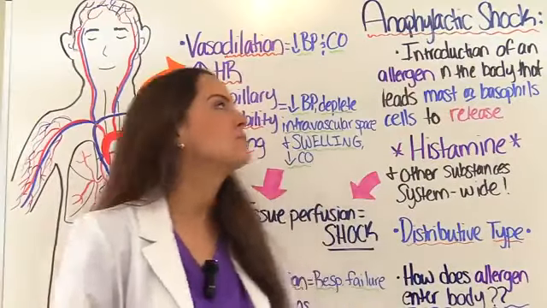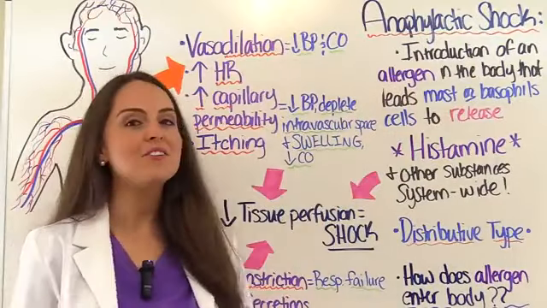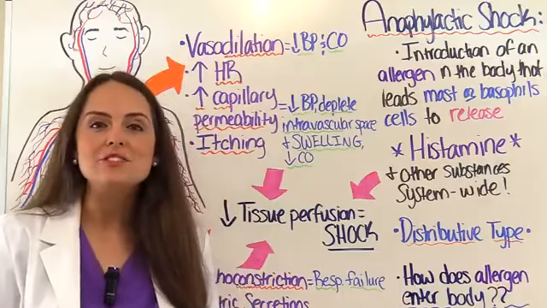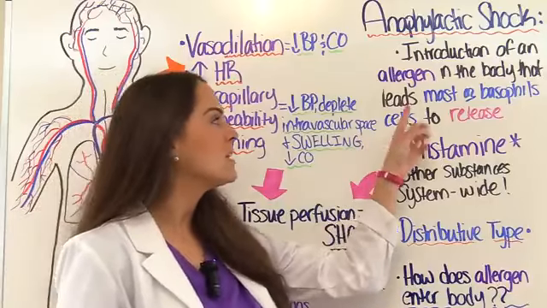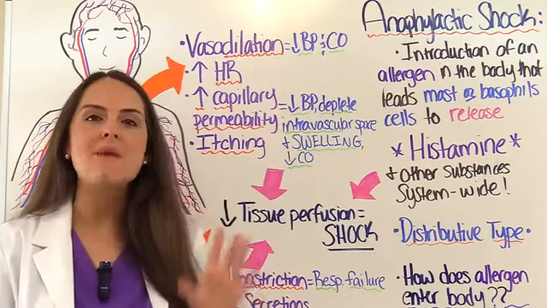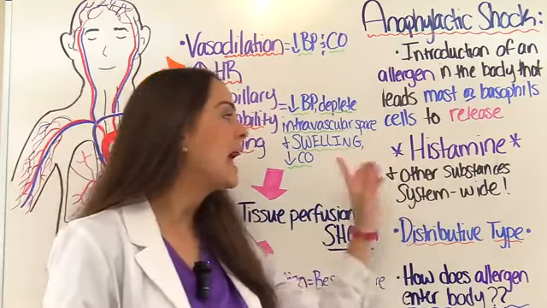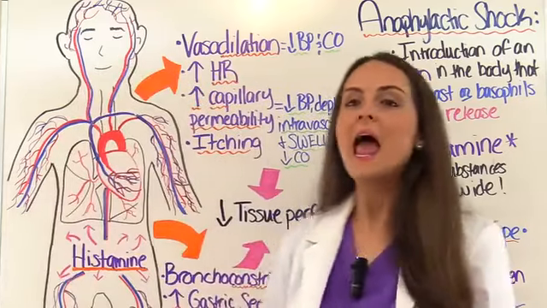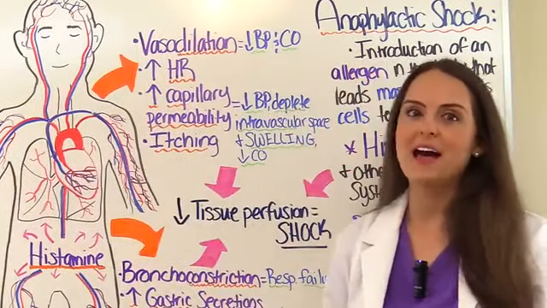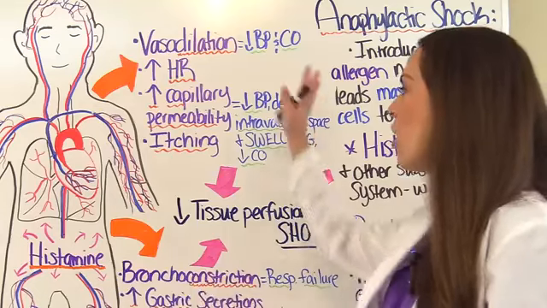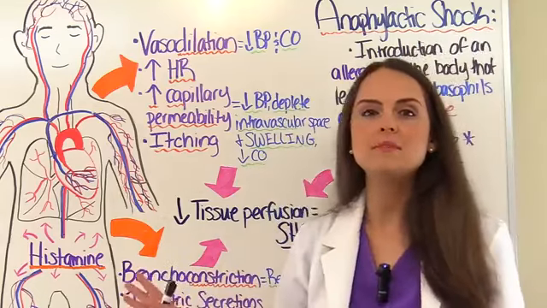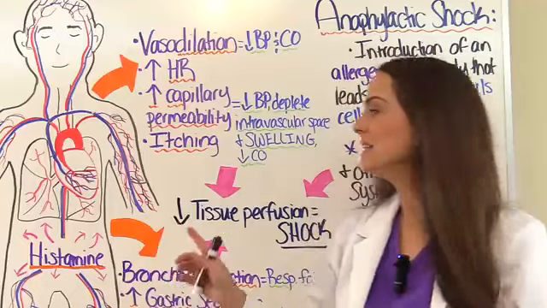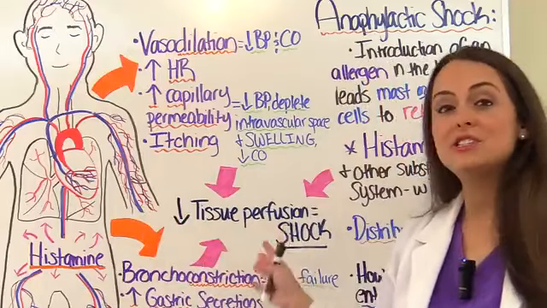Anaphylactic shock occurs when there's an introduction of an allergen in the body. And this introduction leads the mast cells or basophils to release massive amounts of histamine and other substances system-wide. Now, histamine plays a huge role in anaphylactic shock, and it causes all these particular signs and symptoms on the body that lead to a decrease in tissue perfusion.